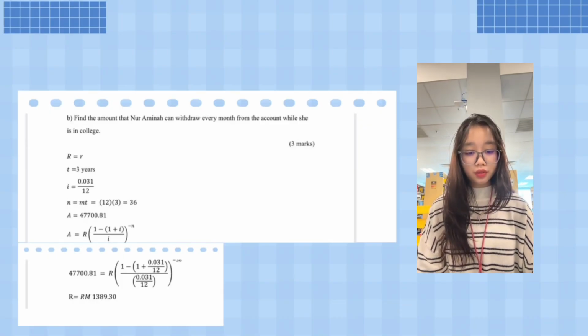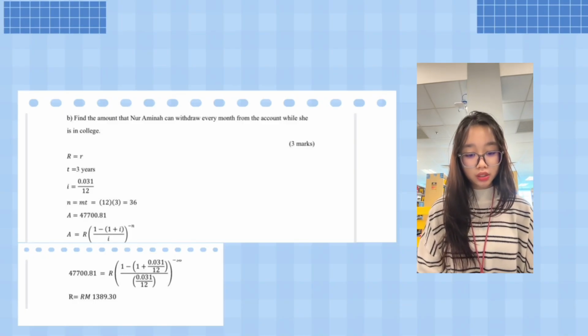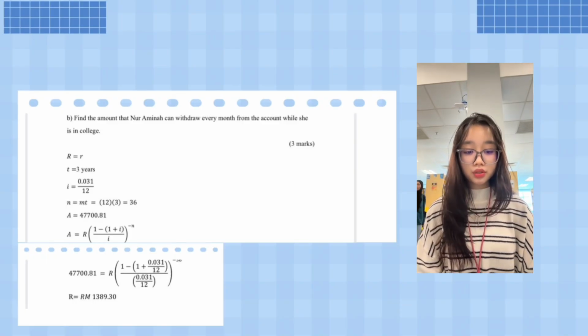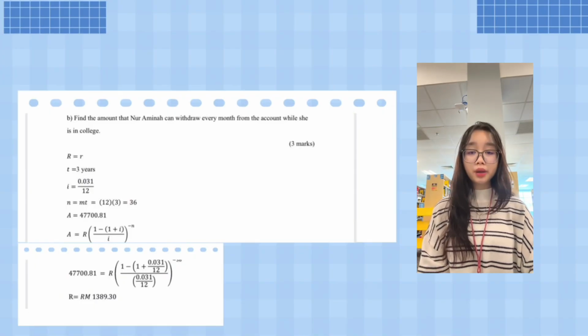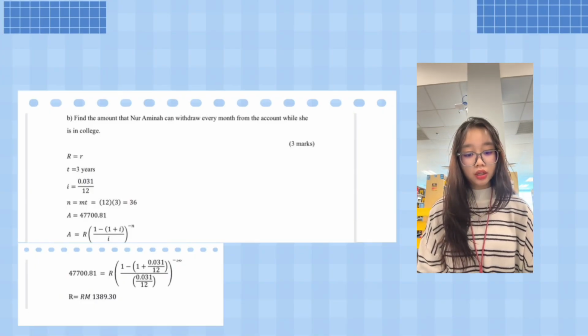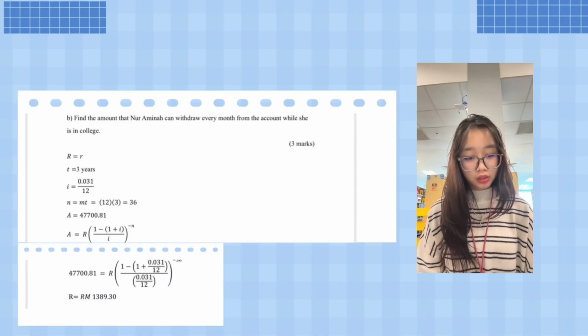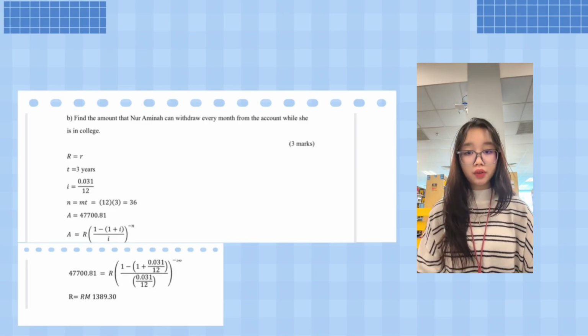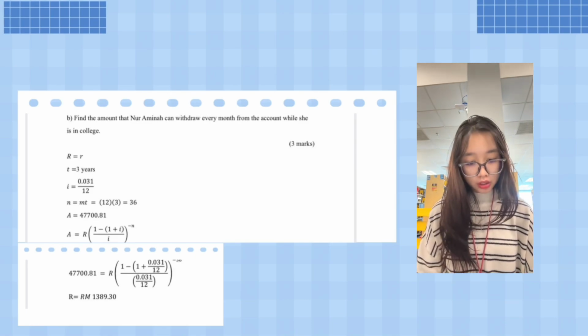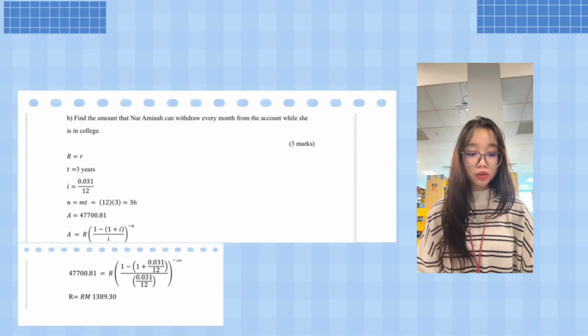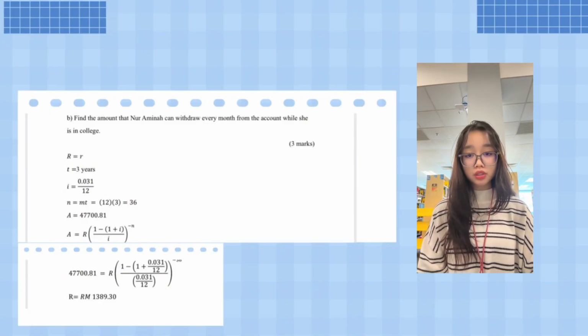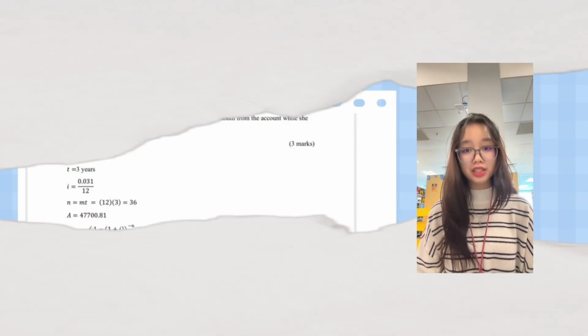Here are the values for the withdrawal periods. A is 47,781 and cents, K is still 0.031 and it is compounded monthly, so M is 12. The T for time is 3 years. After keying the values into the formula, the calculation shows the monthly withdrawal R is approximately 1,389 ringgit and 30 cents.